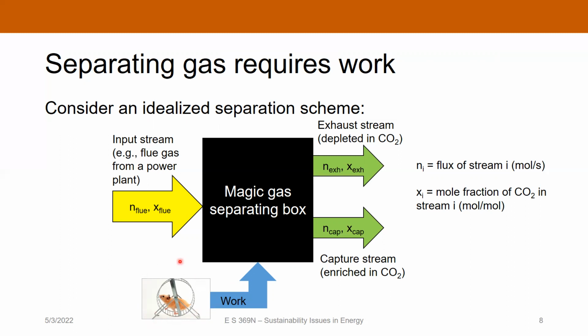Now to separate that, we need to do some sort of work. We can have a hamster running on a wheel. We can have some tiny little horses pulling a string or something. But we have to do something in there because, as we just saw, the entropy of these two gas streams is lower than the entropy of the incoming gas stream. So something's got to happen in there involving work.